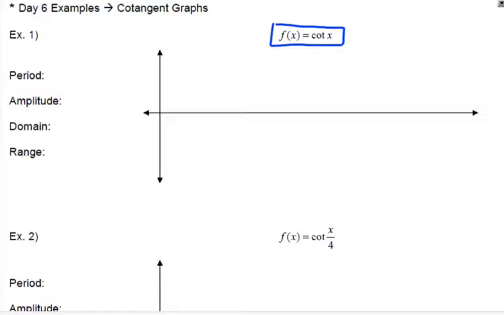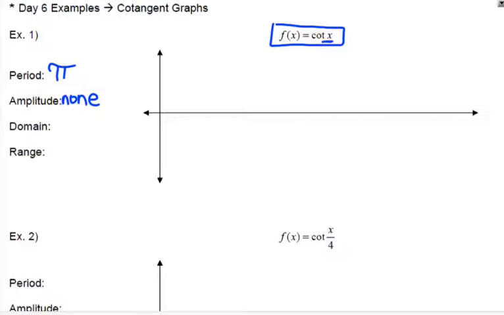Your period is still going to be affected by any number in front of x, and I don't have one, so it's just going to be whatever that full period for cotangent was, which remember is different now, it's just pi. So a full period for cotangent is pi and it hasn't changed. My amplitude is going to be none. Remember, I can't measure distance from the middle to the top or bottom. Domain and range we'll come back to.